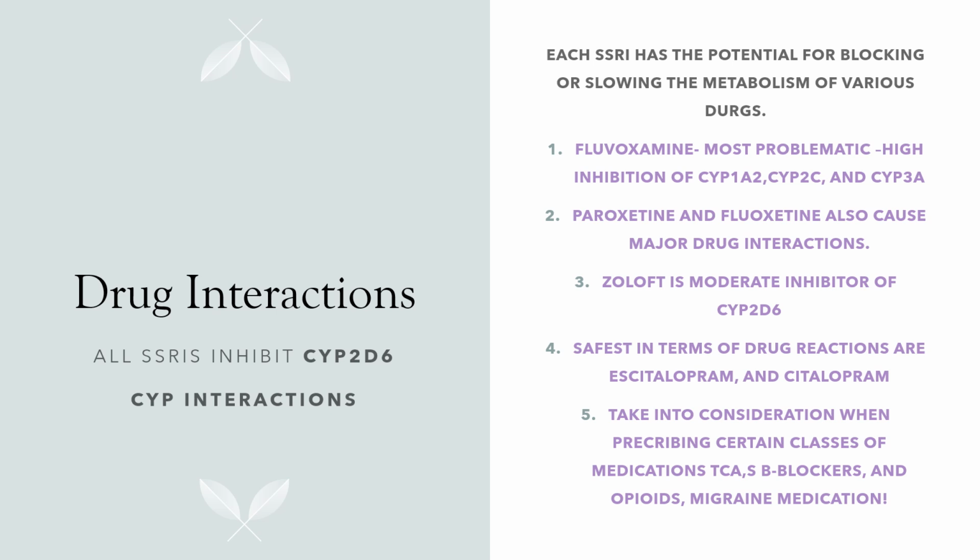As shown, fluvoxamine has the highest inhibition of multiple CYP enzymes as listed, and then paroxetine and fluoxetine also cause major drug interactions, while Zoloft is a moderate inhibitor of CYP2D6, and the safest in terms of drug reactions are escitalopram and citalopram. You want to take that into consideration. If a patient is on multiple medications, will they interact with the SSRI that you're prescribing? And you also want to take into consideration certain classes of medications such as TCAs, beta blockers, other opioids, and migraine medication.